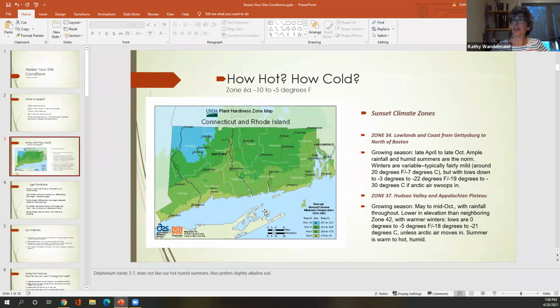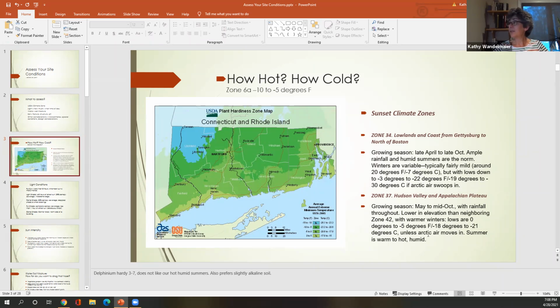And the other thing that you need to think about, but there isn't a really good system for, is how hot it gets in the summertime. So there is such a thing as a Sunset climate zone. This is actually put out by Sunset Magazine. And as you can see from the explanations here, it's a little bit fuzzy. I guess we're in zone 34, lowlands and coast from Gettysburg to north of Boston.